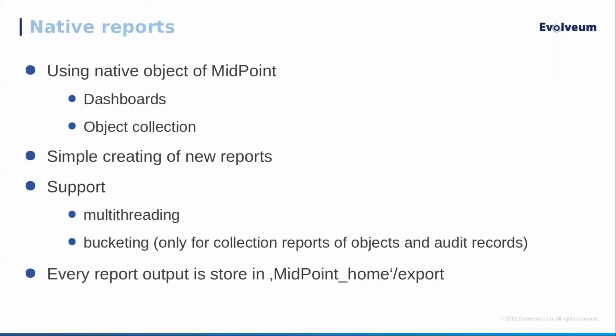One of the requirements for new native reports was supporting multithreading and bucketing. Now, multithreading is supported for all possible kinds of reported objects, such as containers, objects, and audit records. Bucketing is supported for objects and audit records because currently bucketing of tasks doesn't support containers. Every report output is stored in an export directory in MidPoint home. It is possible to send generated reports to mail using the notifier handler.